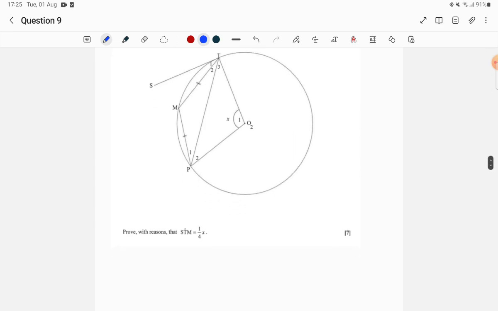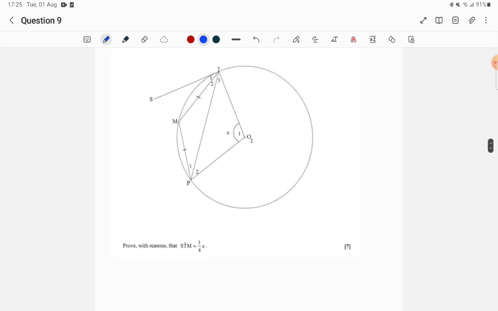So our job here, okay, let's first read the question. Prove the reasons that STM is equal to a quarter X. So STM is basically T1. So what we require to prove is that T1 is equal to a quarter X.